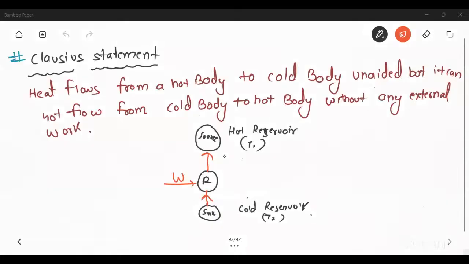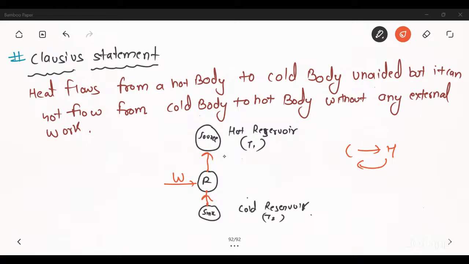Now we have discussed in this chapter the Clausius statement. The Clausius statement says that heat flows from hot body to cold body unaided, but it cannot flow from cold body to hot body without any external work. So we know that heat flows due to the temperature difference. Temperature difference means the heat will flow from high temperature to low temperature. If we want to flow the heat from cold body to hot body, we have to do some external work. This is the Clausius statement.